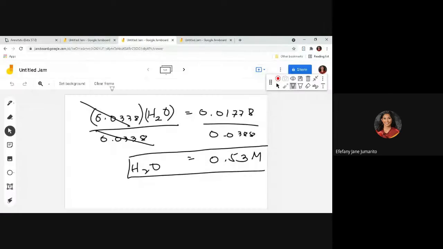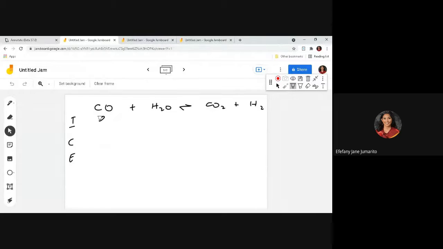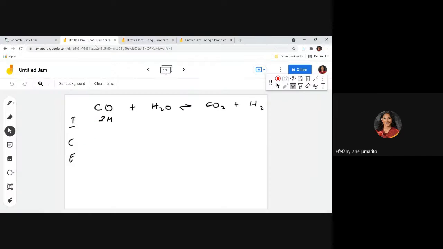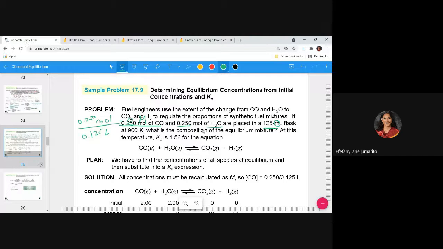Let's write that here in our ice table: 2 molar. What about the initial concentration of H2O? It's the same: 0.250 divided by 0.125 is 2, so this is still 2 molar.